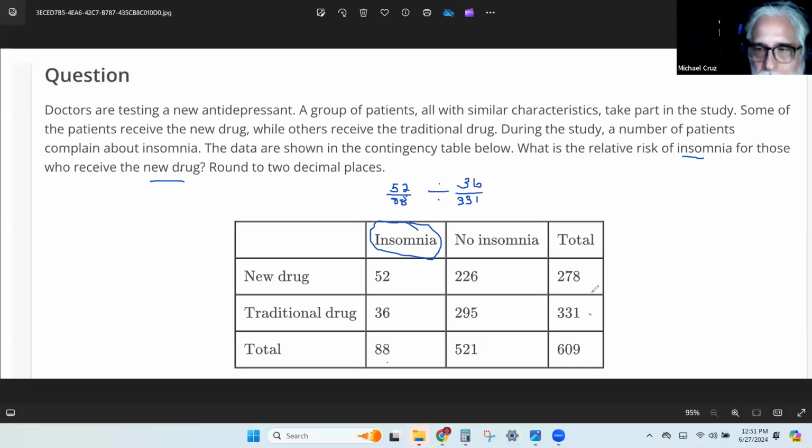All right. So the probability of new drug people with insomnia is 52/88. And the probability of people on the traditional drug with insomnia is 36/331.